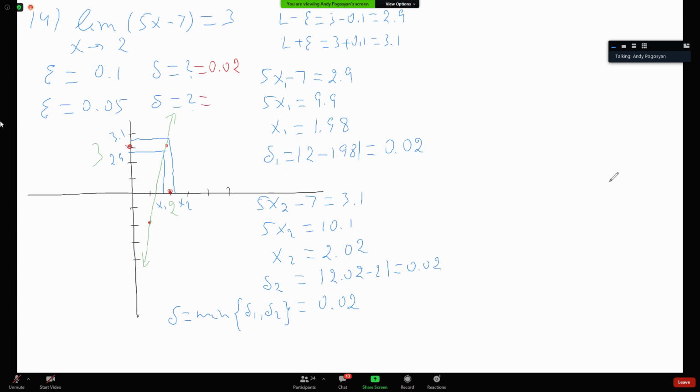Find it for the second one. If epsilon is 0.05, then L minus epsilon is 3 minus 0.05, which equals 2.95. L plus epsilon equals 3 plus 0.05, which would be 3.05. Now find delta 1 and delta 2 in this case and then choose the smallest one.